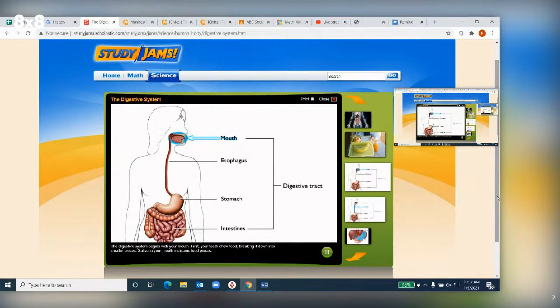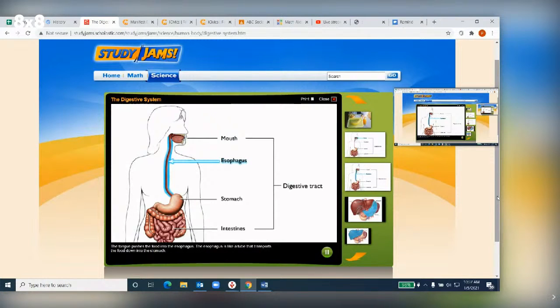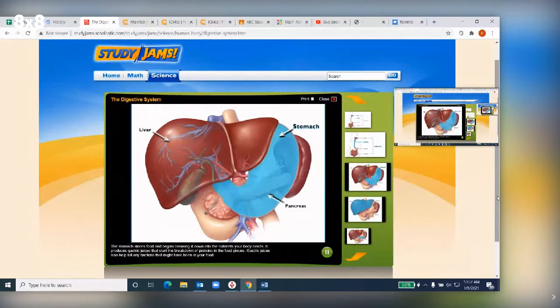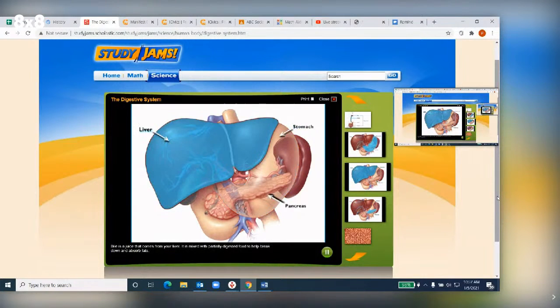So you chew your food, breaking it down into smaller pieces. Saliva in your mouth moistens food pieces before it goes into the stomach. Then the tongue pushes the food into the esophagus. The esophagus is a tube that transports the food down to the stomach. The stomach stores the food and begins breaking down the nutrients your body needs. It produces gastric juices that start the breakdown of the proteins in the food pieces. Gastric juices also help kill any bacteria that might have been in your food.